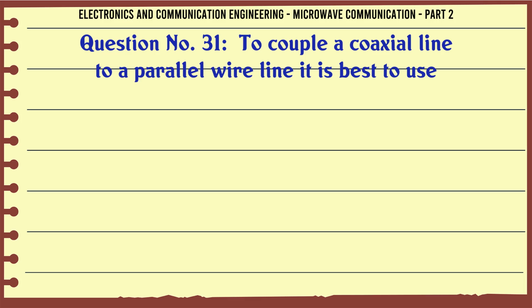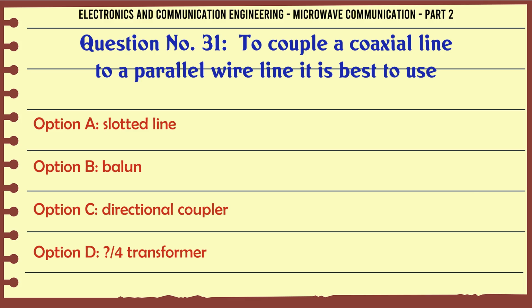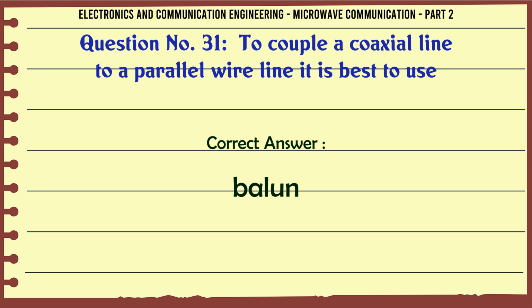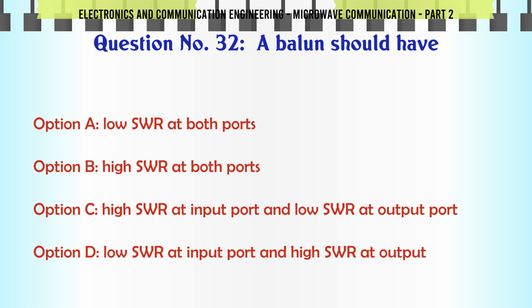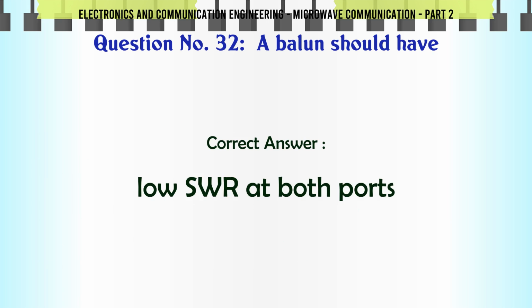To couple a coaxial line to a parallel wire line, it is best to use: A. slotted line, B. balun, C. directional coupler, D. Ford transformer. The correct answer is balun. A balun should have: A. low SWR at both ports, B. high SWR at both ports, C. high SWR at input port and low SWR at output port, D. low SWR at input port and high SWR at output. The correct answer is low SWR at both ports.